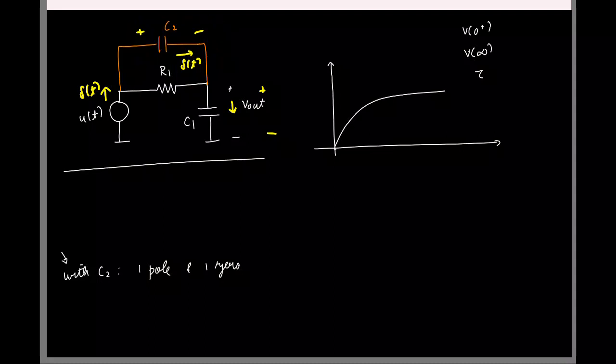Is that okay? This is a short, in parallel with R1, so R1 is of no consequence. You consider only C2 and C1, and then you have a capacitive division. So it will basically jump to this voltage at 0 plus. And then finally it will settle to this final value. So you see, the moment you added the zero, you see a forward jump in the voltage, right?